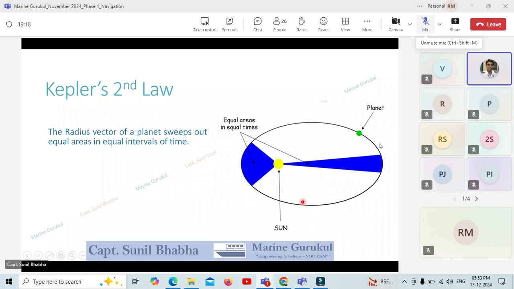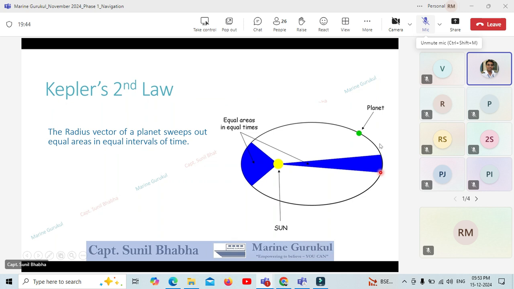In this elliptical orbit, let us assume that on a particular day when we started our observation, the planet was at this particular location. You can follow the laser pointer. So let us assume that on one particular day when we started observing, the planet was at this particular location where the laser pointer is right now.